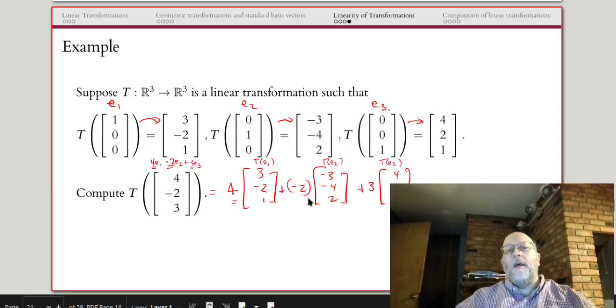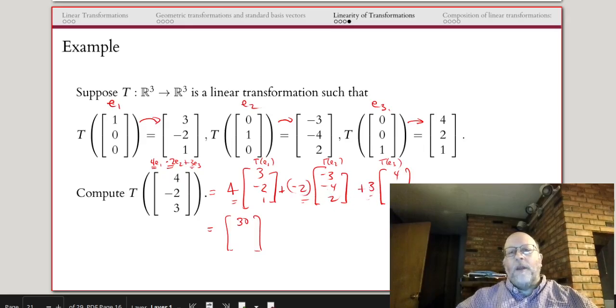And then applying the 4 and the negative 2 and the 3. And that works. This gives me 4 times 3 is 12, plus 6 is 18. 18 plus 12 is 30.